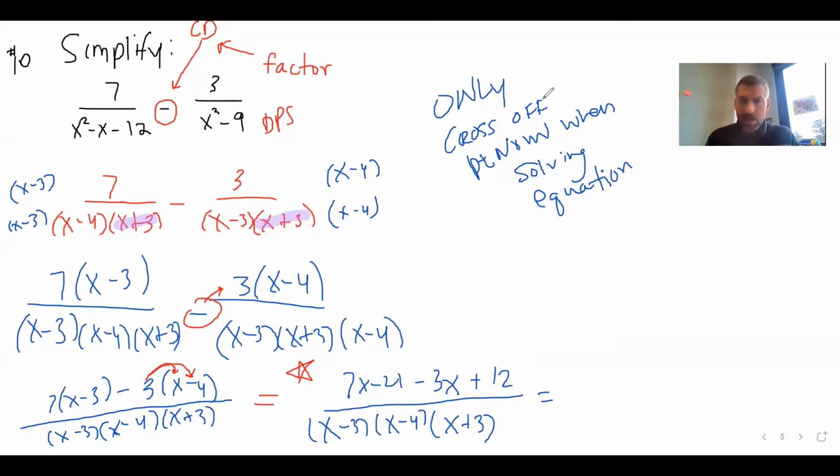Now let's just combine a few more things. The 7x and the 3x can combine, and the negative 21 and the plus 12 can combine. And we end up getting 4x on top minus, oh, 21 minus 12. Yep, that's going to be negative 9. And now we've got all of this left over on the bottom.